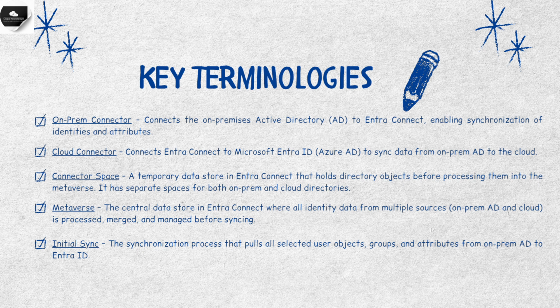Third one we have is the connector space. You can say both connectors have their own space in which they save and gather your data. Like when you have created a user, first it will be imported from your on-prem connector to the on-prem connector space, then it will be moved to the Metaverse, then from the Metaverse it will be exported with the help of the cloud connector, and the cloud connector will keep that data in its connector space, then it will be moved to the Azure cloud.